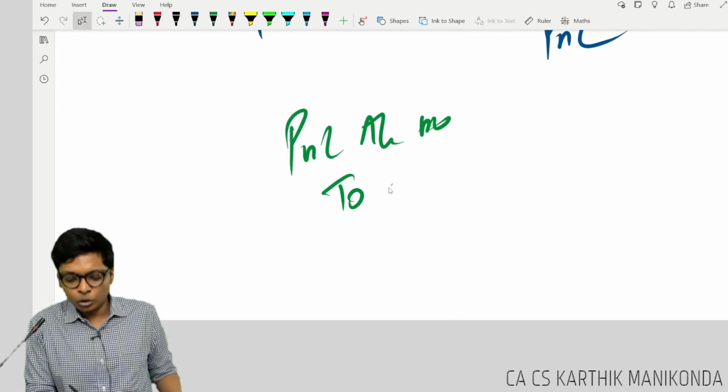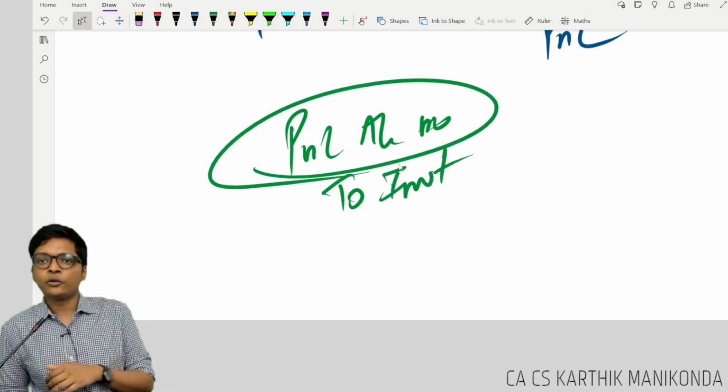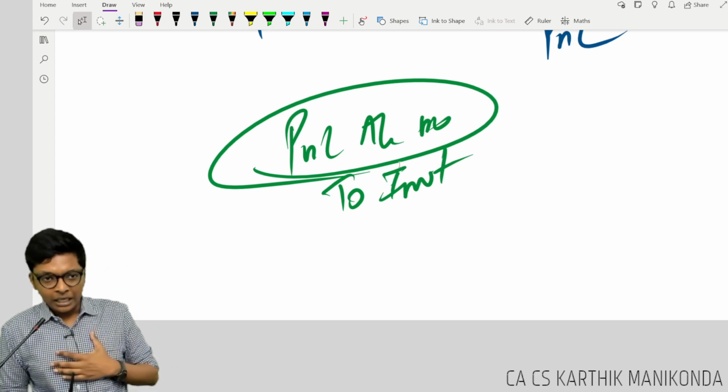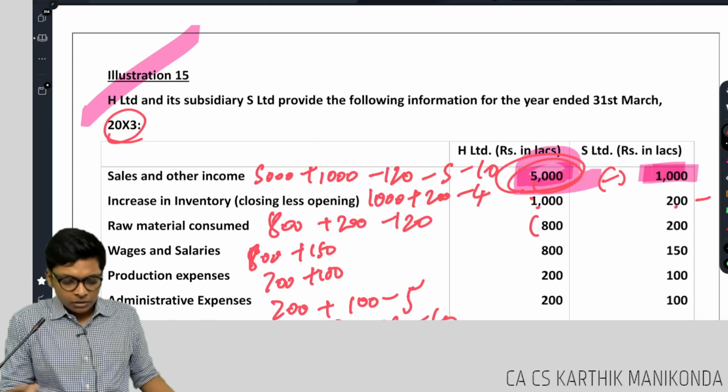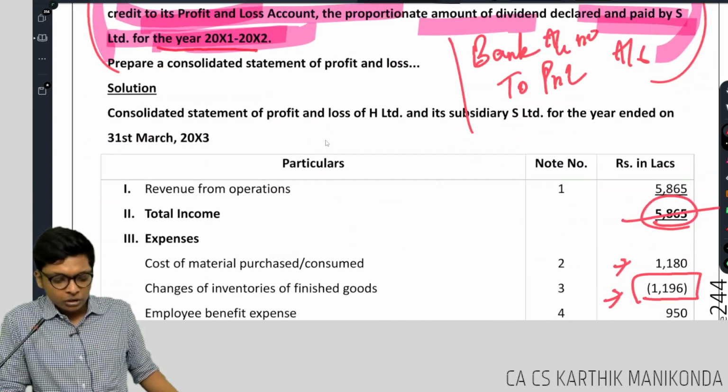P&L account debit to investment. So I have to reduce from my P&L. Are you following, guys? Danish, are you getting it? 100% clear. With this, illustration number 15 is also done.